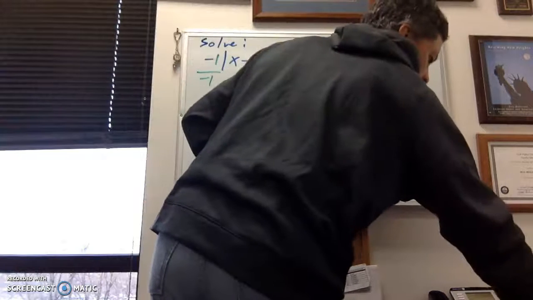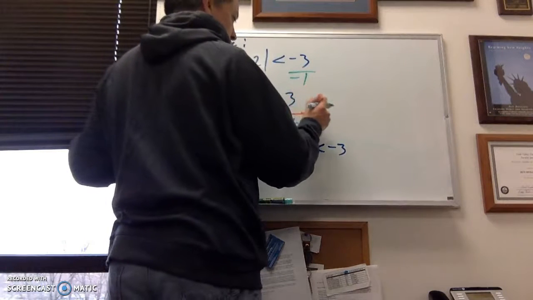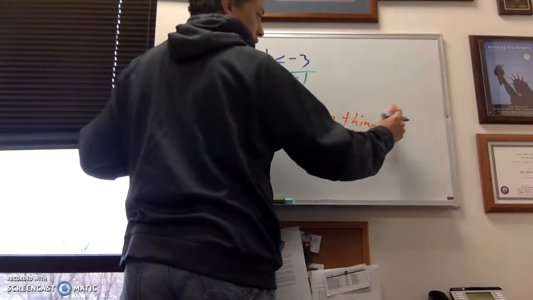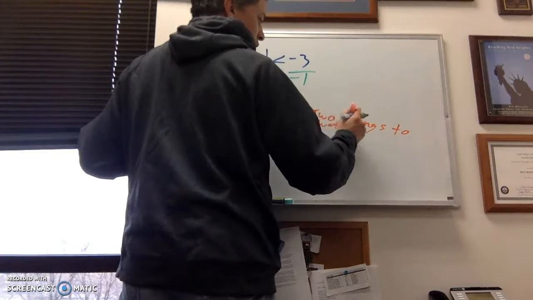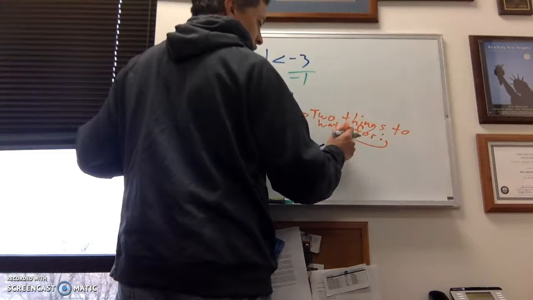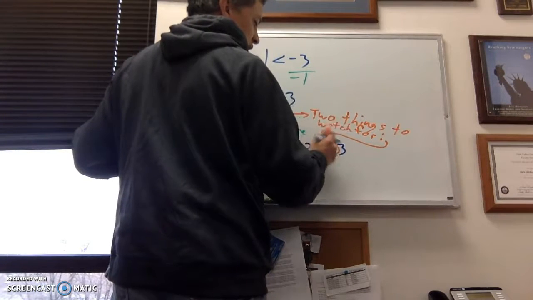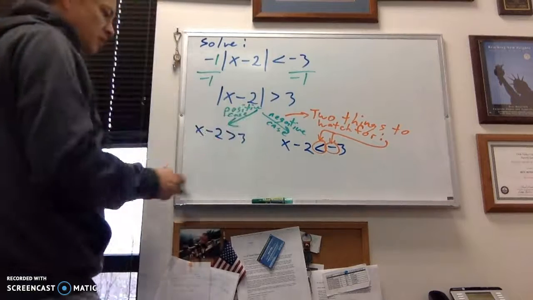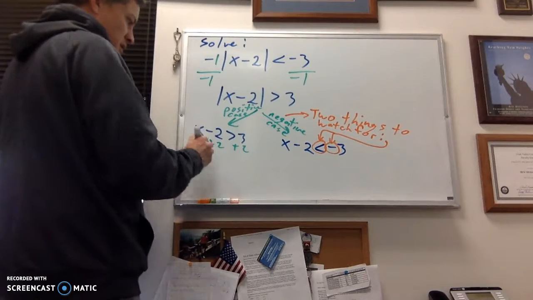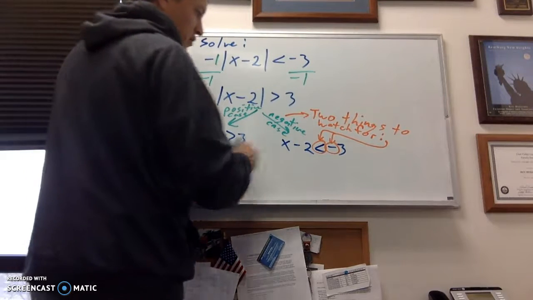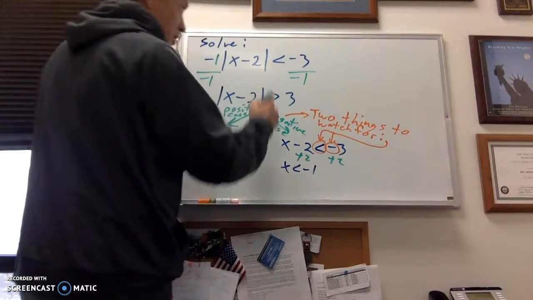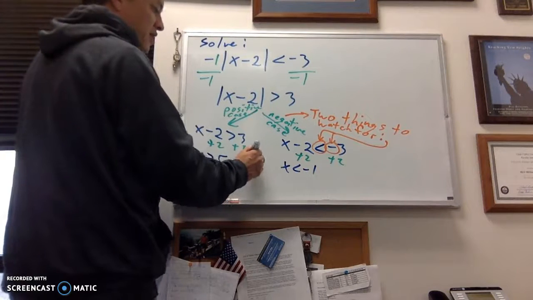So maybe I'll make that note. Two things to watch for. Okay. This sign here and this sign here. So we'll go ahead and solve them. We'll add 2 to both sides. X is greater than 5. We'll add 2 to both sides here. X is less than -1. But we've got an or. That's going to be important now, okay?